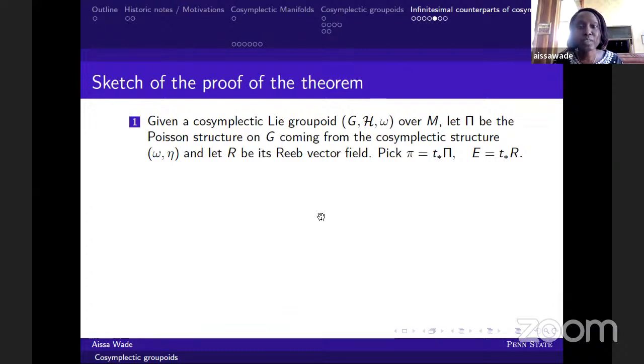Okay, now we're going to give the brief sketch of the proof. Of course, if we start with a cosymplectic Lie groupoid over M, then we can take the Poisson tensor on the base manifold as just the push forward of your Poisson tensor from your groupoid. And the vector field A is just the push forward of your Reeb vector field.